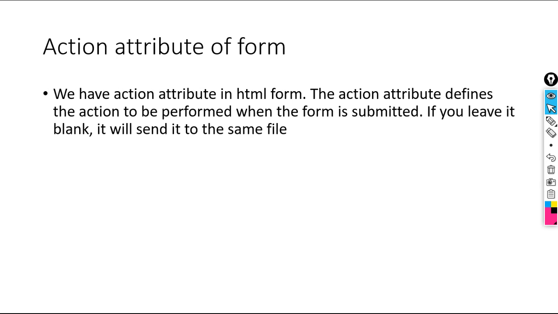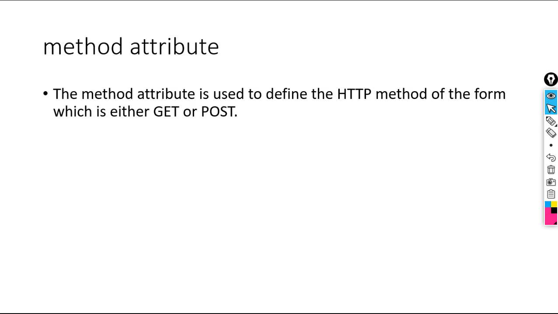Okay? Now, form action is equals to value. Okay? This is the syntax of action attribute of form. Let's move on. Method attribute. We have method attribute which is used to define the HTTP method of the form, which is either get or post. What is get method? What is post? That I will explain when we will learn Django.